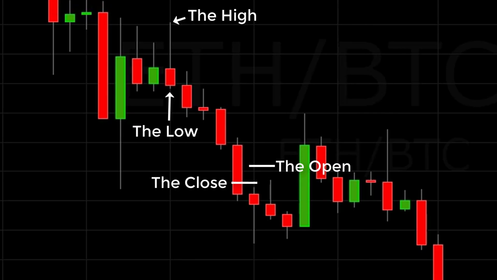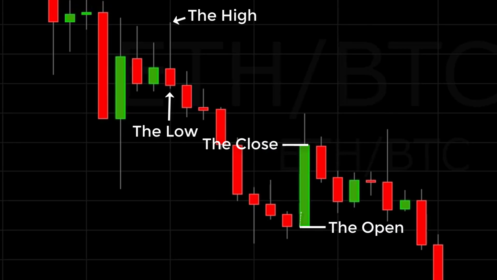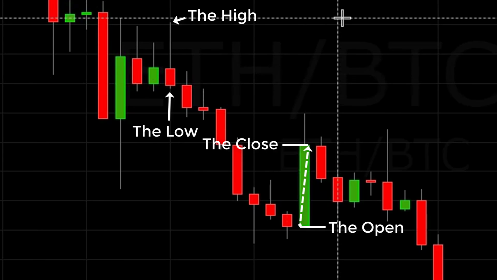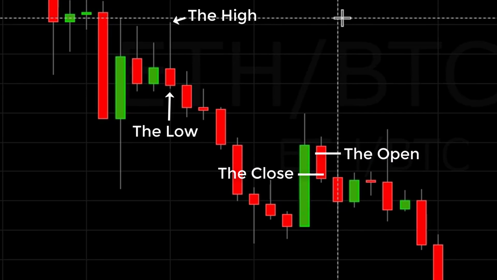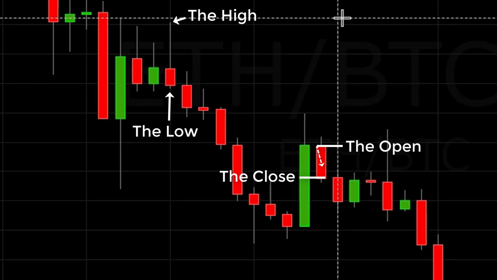If the price ended up higher at the close than when it opened, then the candle is displayed green to show that the price went up. And if the price ended up lower at the close than when it opened, then the candle is displayed red to show that the price fell. On a green candle, the open price is at the bottom of the candle body, and on a red candle, the open price is at the top of the candle body.